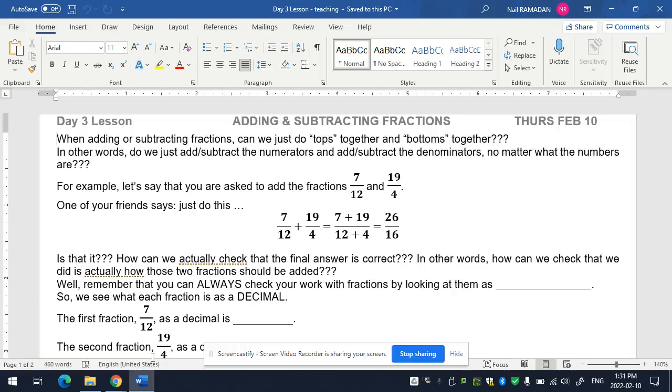So when adding or subtracting fractions, a very common mistake, even up to grade 12 level, is that, sorry, I'm not sure why it keeps doing that.